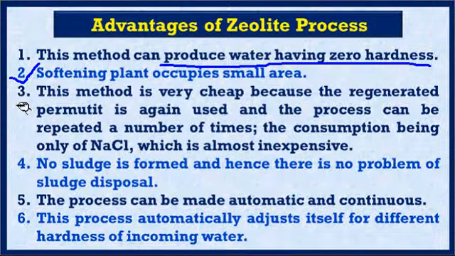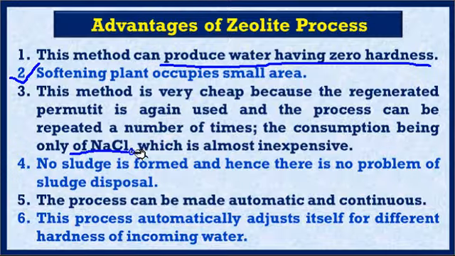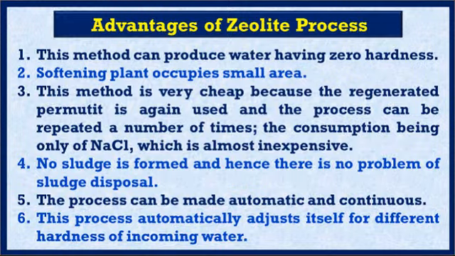This method is very cheap because the regenerated permutit is again used and the process can be repeated a number of times, and the consumption is only the NaCl consumption, which is very cheap, almost inexpensive. So this method is a very cost effective method.